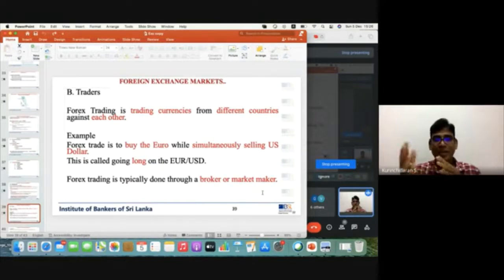So they buy and sell. So long in USD, short in GBP. These are the words they use. But what you have to understand is that a trader can buy and sell currencies simultaneously, and he can end up with a long or short position in currencies. It normally happens through a broker or market maker.